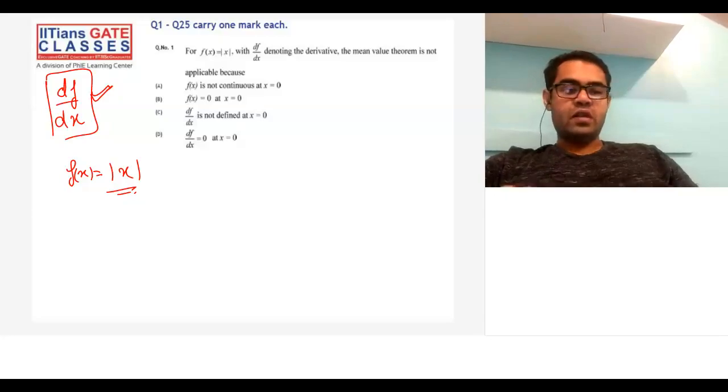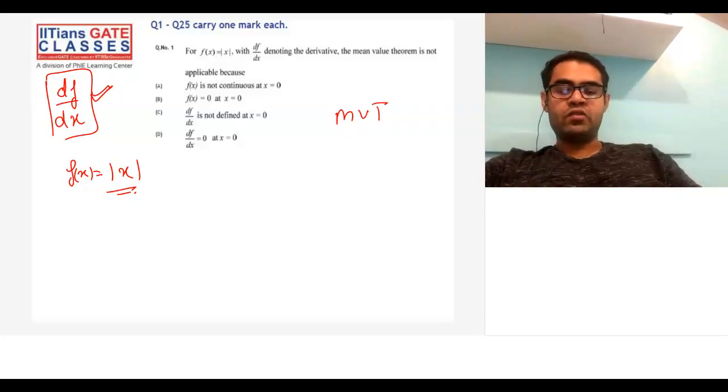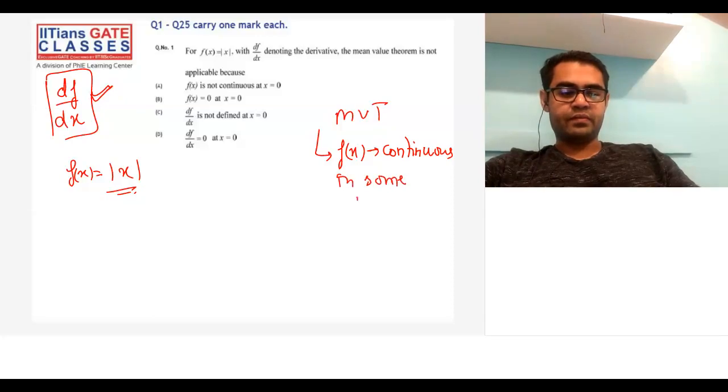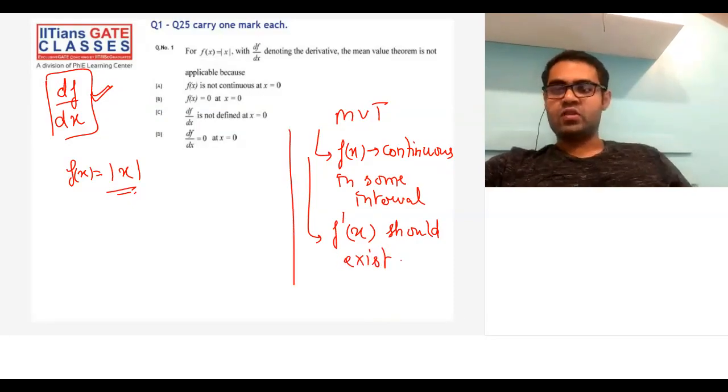The mean value theorem has 2 assumptions. First of all, whichever function you are considering should be continuous within some interval, and it should be differentiable as well. That means the derivative should exist in that same interval. These are the 2 assumptions on which MVT works. If either of these assumptions is not true, MVT will not be applicable.